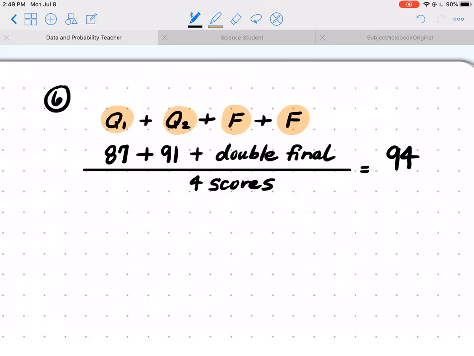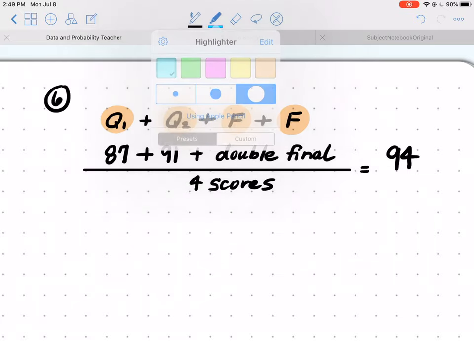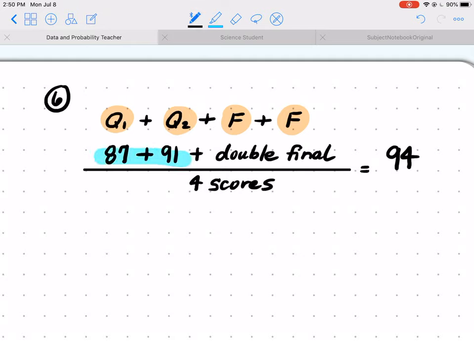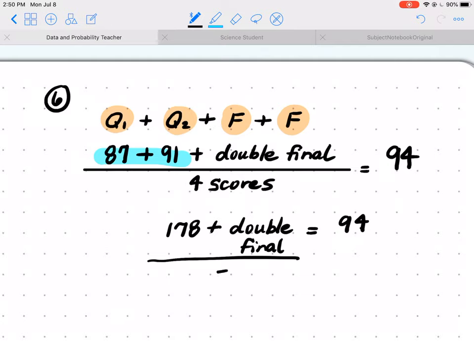So here's the setup. First thing that we need to do is combine those two. So 87 plus 91 equals 178 plus the double final would be an average of 94. Remember, we still have that 4 floating in there. So all I've done is combine those two numbers. Then we're going to multiply both sides by 4 to get rid of that ugly fraction mess.